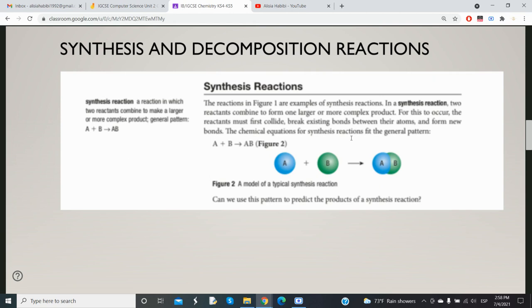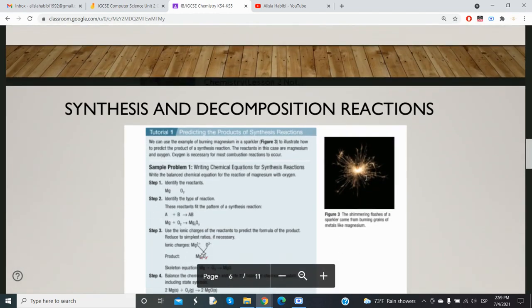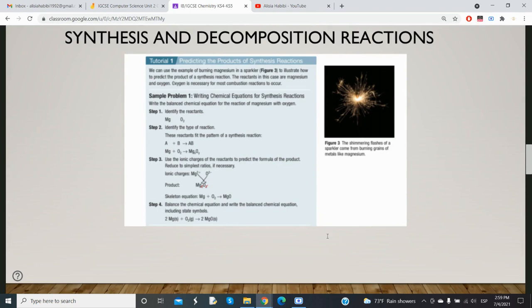For example, if you look at this simple illustration, you can see that there is A plus B, which gives you AB. So this is a simple example of how a synthesis reaction would occur, where you'd have reactants reacting together, combining to give you a compound or a product. That is how a synthesis reaction works, so that you can form a chemical formula or produce a chemical compound.